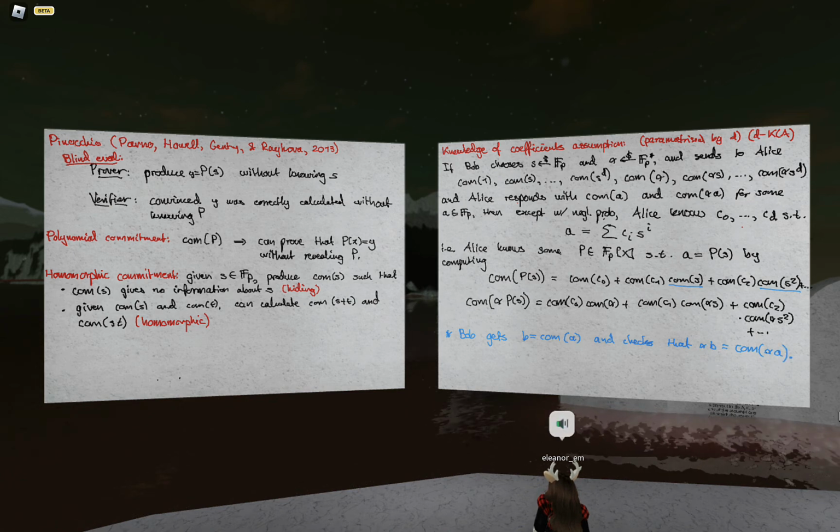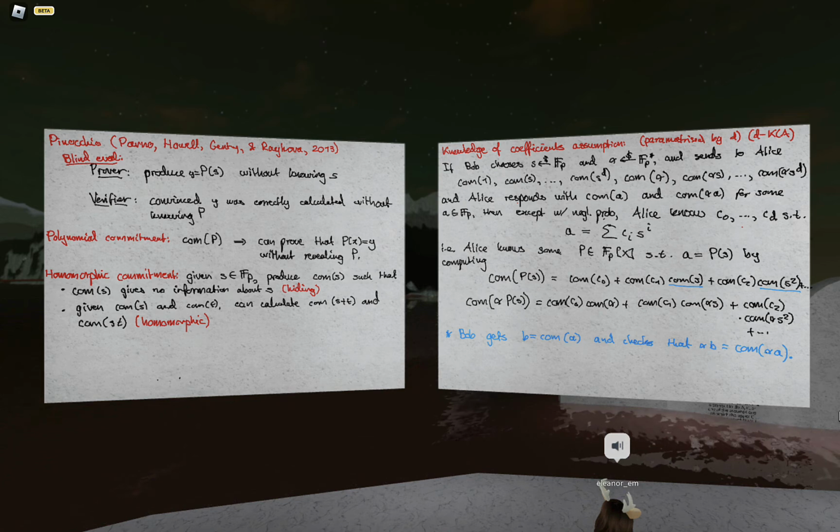So Bob's just checking that he's got two commitments, one of which is the other times alpha. And this proves indirectly, according to the KCA assumption, that Alice knows some polynomial that is a linear combination of s to the n's and alpha s to the n's. Okay, this is a weird assumption, but I mean, this is what we have to do, right?